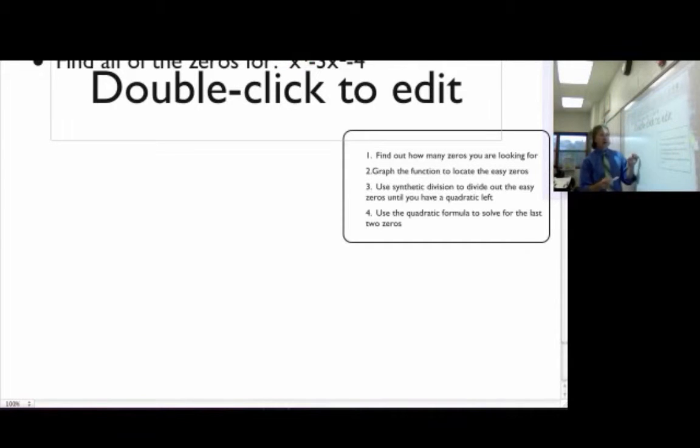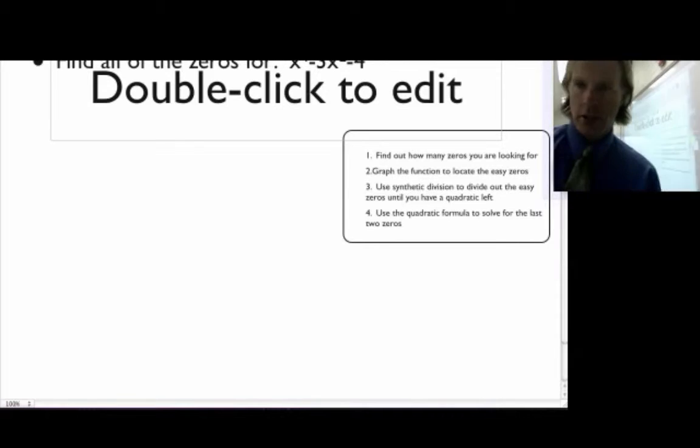All right, so the first step, find out how many there are. Next one, graph the function to locate the zeros. Can somebody remember x to the fourth minus 3x squared minus 4? Yeah. Yeah, are you sure? Yeah.